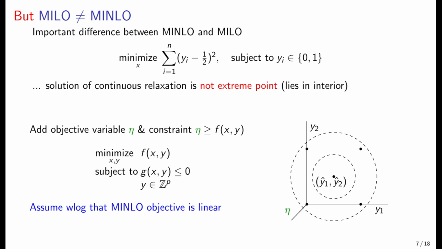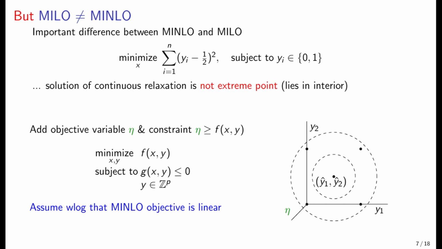Now, the same is not true for mixed integer nonlinear optimization. In mixed integer nonlinear optimization, even if you give me the convex hull of the integer feasible set, that's not enough for me. Here's a very simple example. I'm minimizing over y just this simple quadratic, the sum of (yi minus a half) squared, where yi is between 0 and 1. The solution of the continuous relaxation is just yi equals a half for all yi. So this is the picture here.